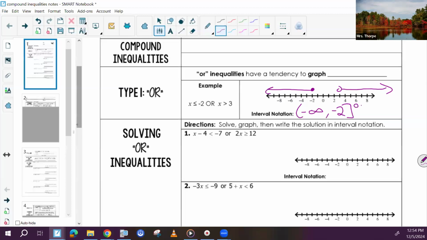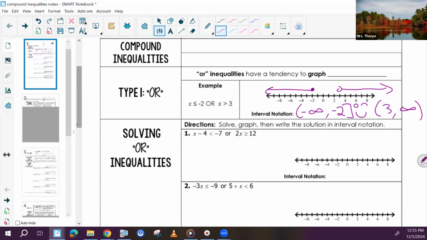Then you can write the word or, or you might see this U, which means union, like this part and this part together. Then this starts at 3, which is parentheses, and it ends at, where would that end if I kept going to the right? Okay, so that's what the interval notation is going to look like. The inequality notation would look like this, but the interval notation would look like this.